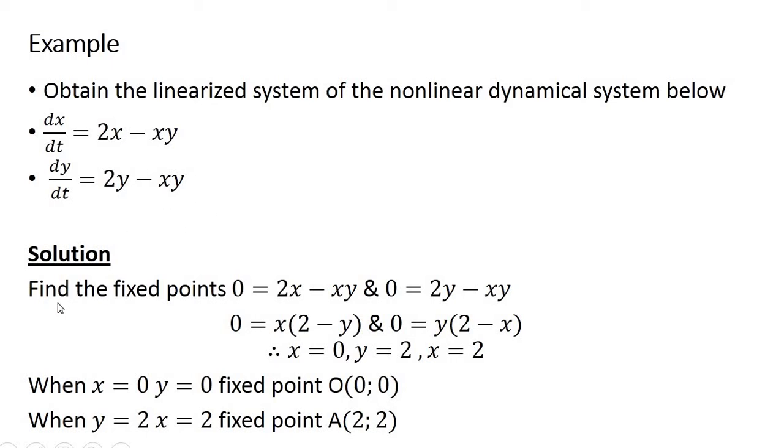Right, so the first step is to find the fixed points. We equate the two right-hand sides to 0. Factor out x, so x equals 0, or the other factor gives 2 minus y... and for the second equation, factor out y, so y equals 0, or x equals 2. You can see that y there is 2 and x is 2.